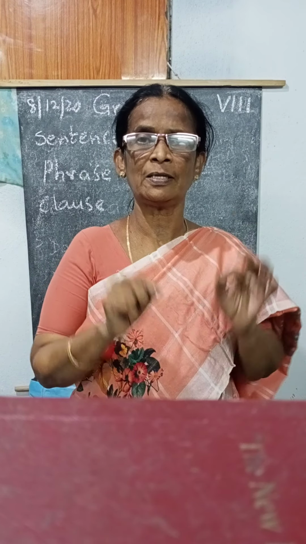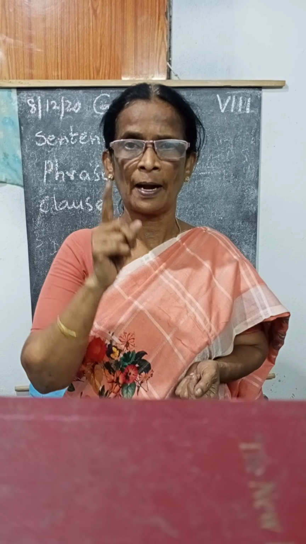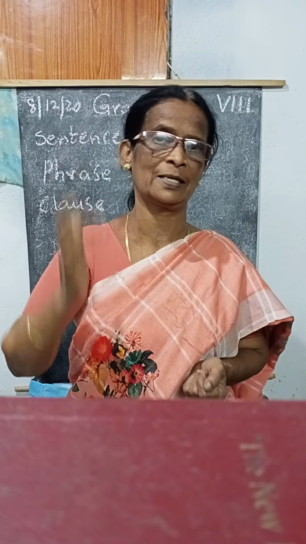Once again I wanted to tell. Declarative means a sentence which gives the full meaning and ends with the full stop. When there is a full stop, we completed the sentence. So it has a subject and verb. Definitely in the sentence, subject and predicate will be there. It gives the full meaning, full sense. That is known as the declarative.